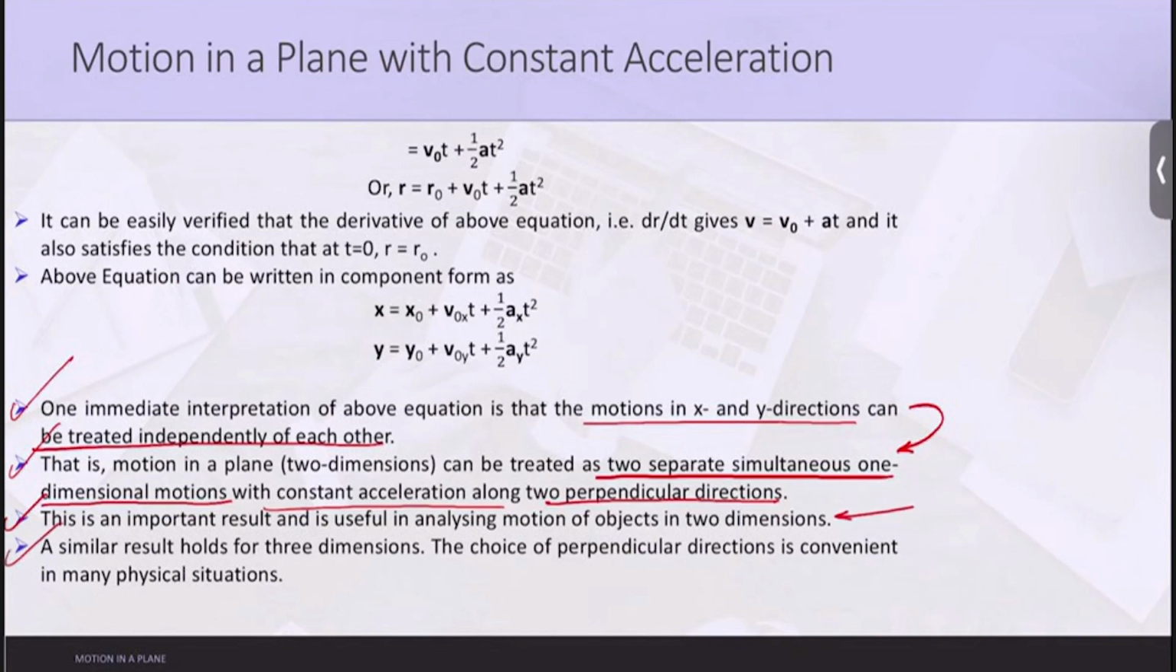A similar result holds for three dimensions also. So same thing can be worked upon in three dimensions also. Just the choice of perpendicular direction is convenient in many physical situations. Okay, so the choice of perpendicular direction is convenient in many physical situations. So that is one of the reasons why we chose the unit vectors in our direction i cap, j cap, and k cap, or basically why we are working with rectangular coordinate systems x, y, z, which are basically perpendicular to each other. Okay, so that is for this only.